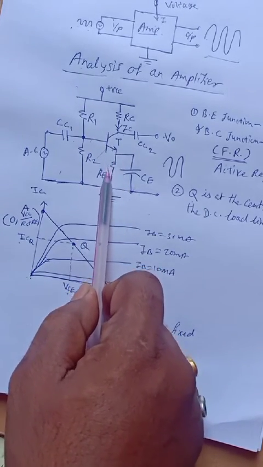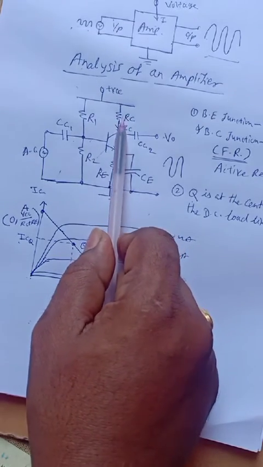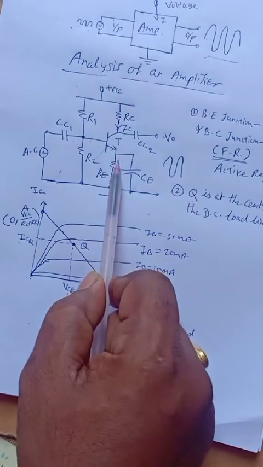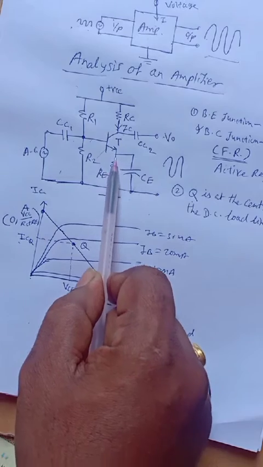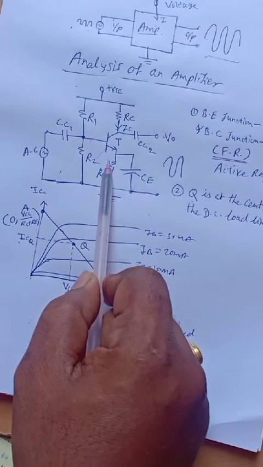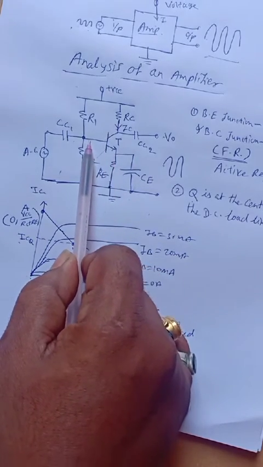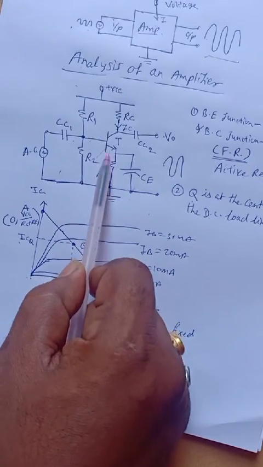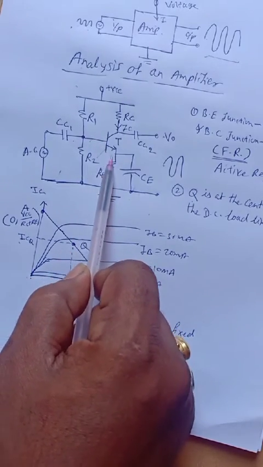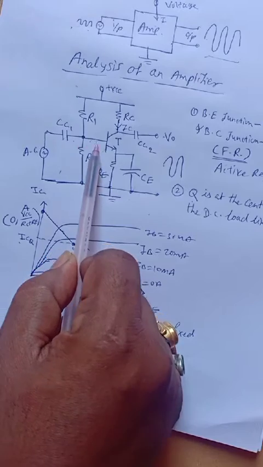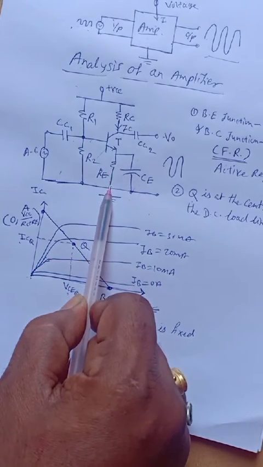We know that as the temperature increases, collector current increases. As collector current increases, the voltage across this RE increases. As the voltage across RE increases, the base to emitter voltage drops. Why? Because VB is fixed. VB is equal to VBE plus VE.